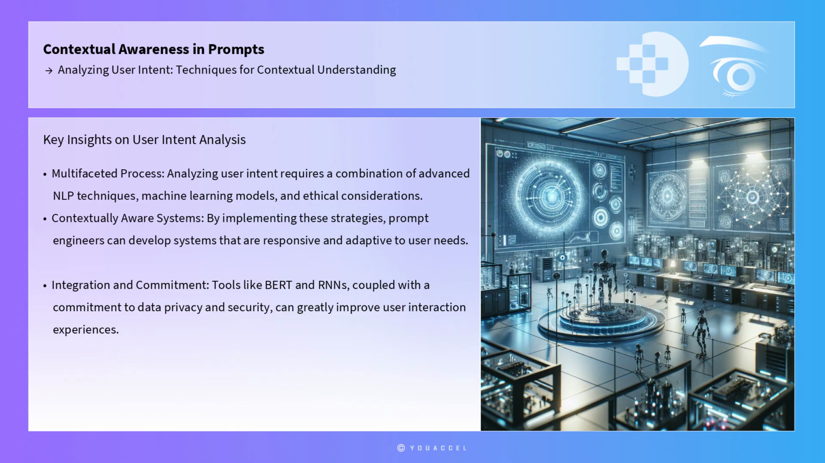In conclusion, analyzing user intent is a multifaceted process that requires a combination of advanced NLP techniques, machine learning models, and ethical considerations. By implementing these strategies effectively, prompt engineers can develop systems that are not only contextually aware, but also responsive and adaptive to user needs. The integration of tools like BERT and RNNs, coupled with a commitment to data privacy and security, can lead to significant improvements in user interaction experiences, ultimately driving the success of AI-driven applications.